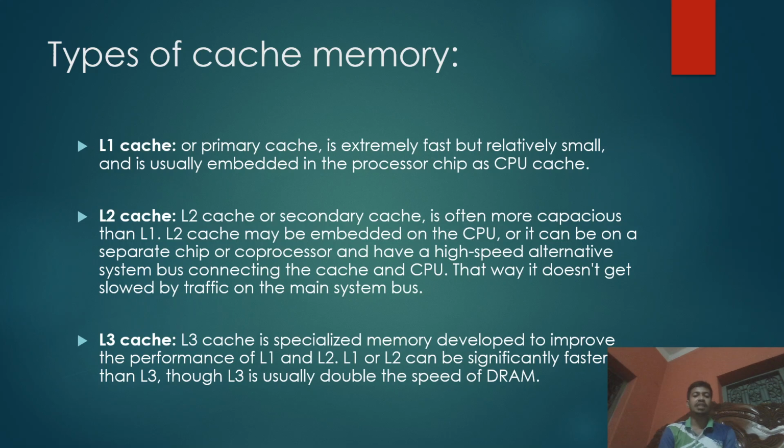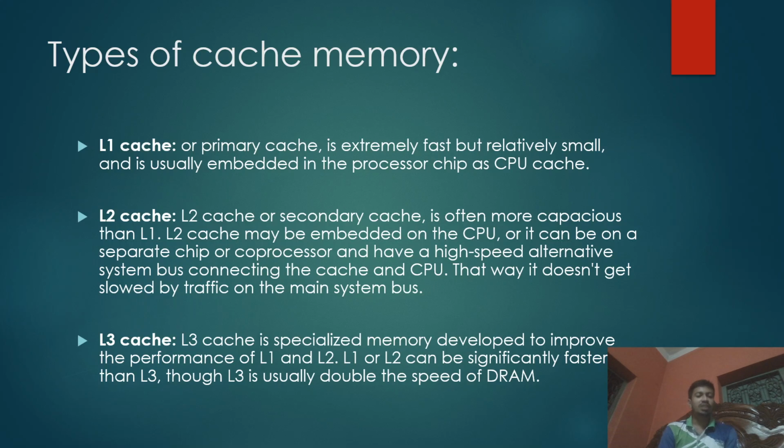And L2 cache. L2 cache is secondary cache, and it is larger than L1, and it is also slower, but not much slower. It can be a separate chip or coprocessor with a high speed alternative. It is also a high speed cache. We know that cache memory is high speed, and there are three types, where one is slower and one is faster than another.